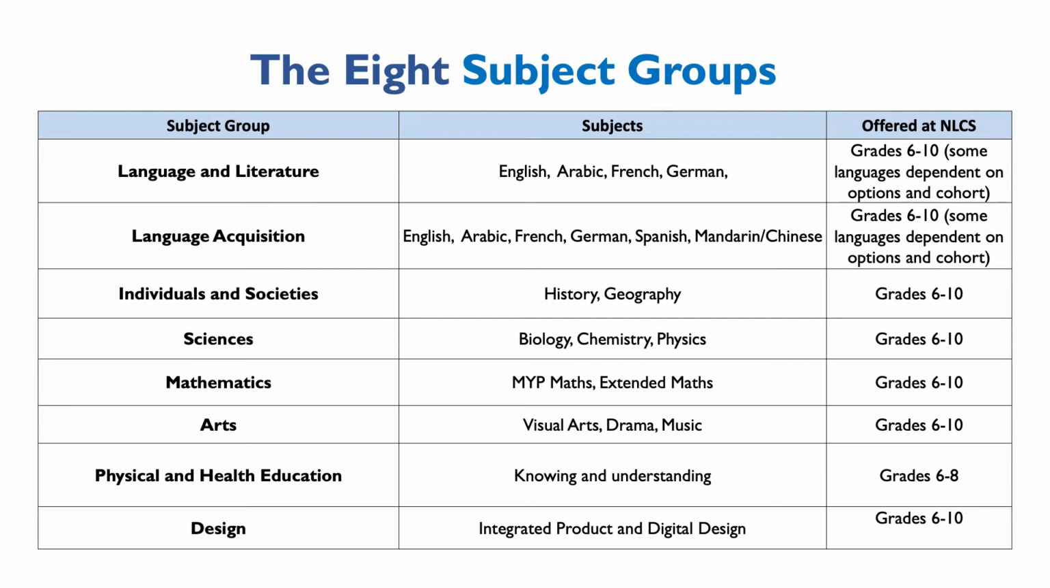We then have mathematics, which towards the end of grade 10, we will decide whether or not they will be put in for standard level or for the extended mathematics. We then have the arts, which is visual art, drama and music. We have physical education and finally design.